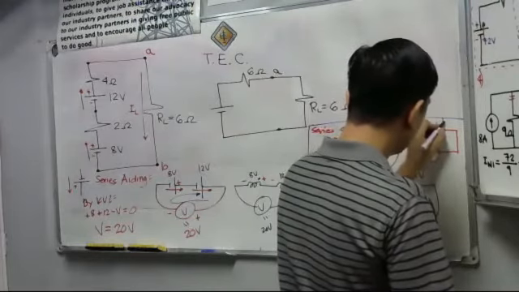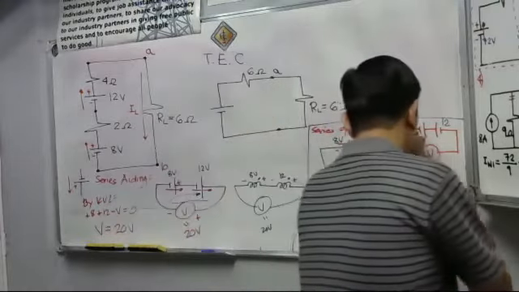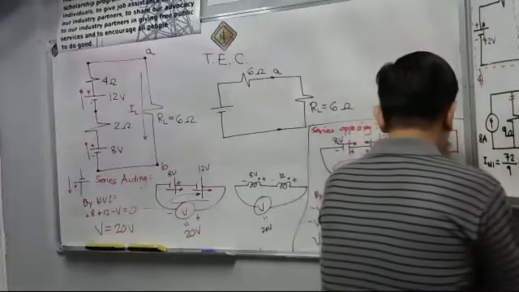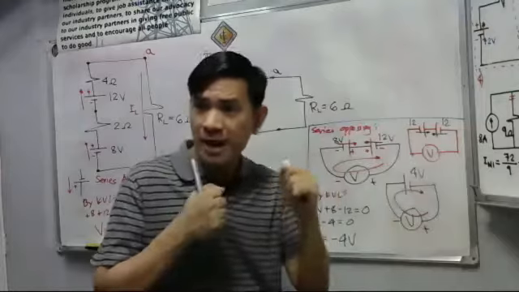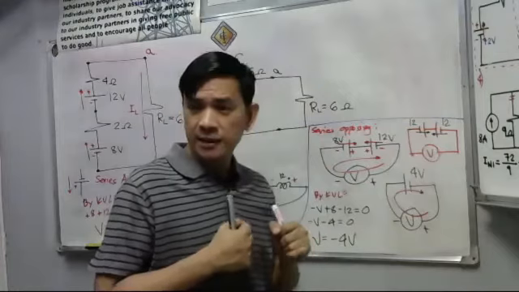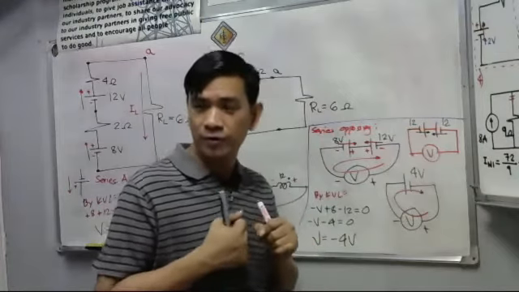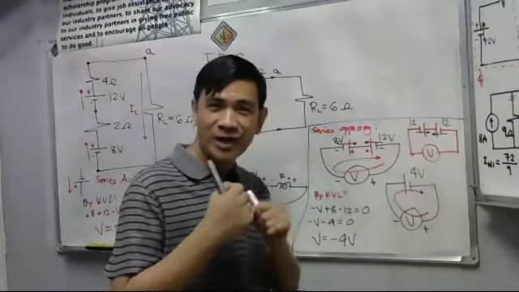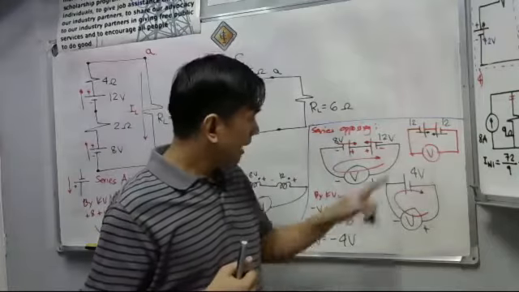You have another 12 volts, but they are in opposite directions. See, one is going to the right, and the other one is going to the left. So they oppose each other. They have equal power. Okay? Just like in boxing, equal number of punches, equal score, so therefore, the fight is a draw. Just like the Manny Pacquiao and Marquez fight. It was a draw.